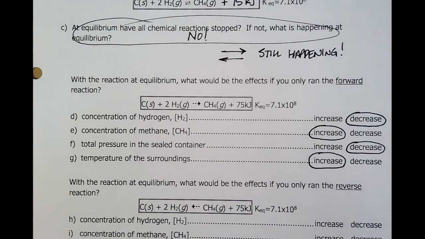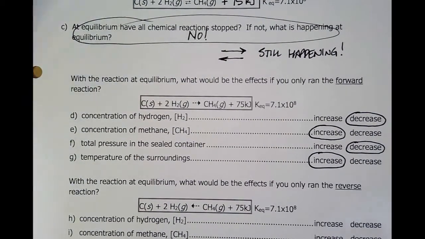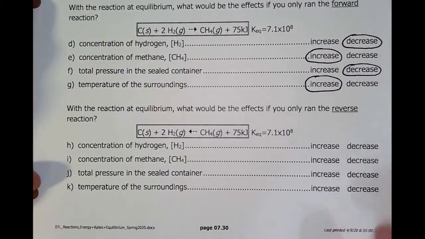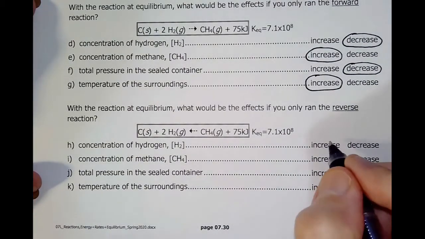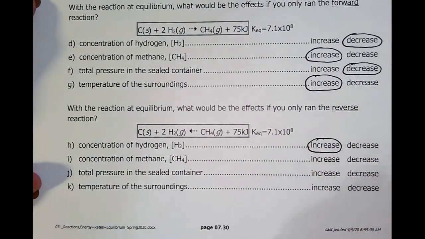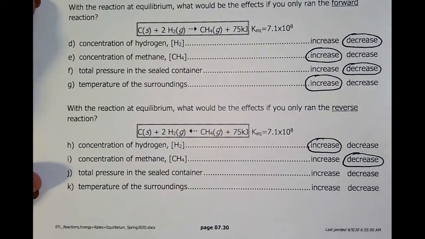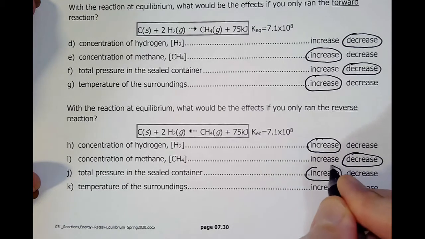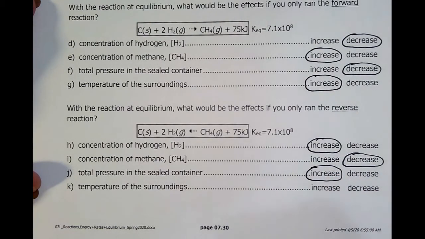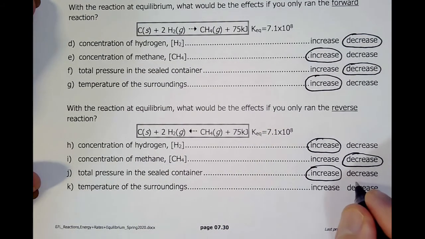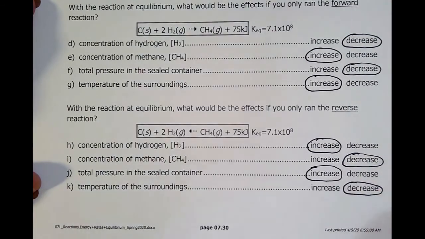There are the effects. Conversely, what about if I think about only running the reverse reaction? The concentration of H2 would increase if Le Chatelier ran the reverse reaction. The concentration of CH4 would decrease. The total pressure, going from 1 mole of gas to 2 moles of gas, would increase. The temperature of the surroundings would drop. If I go to the left, I'm using up that heat. I'm pulling heat out of the surroundings.